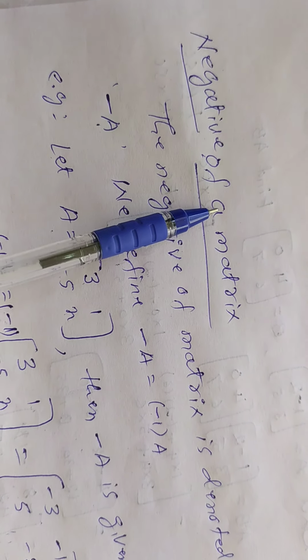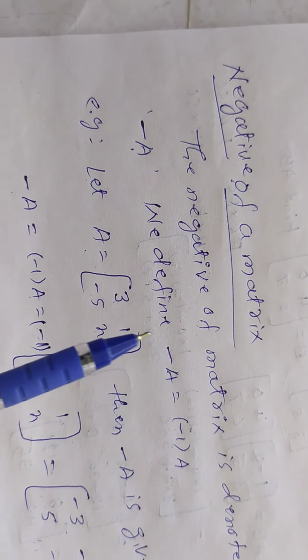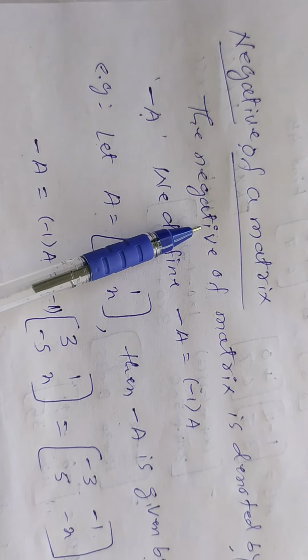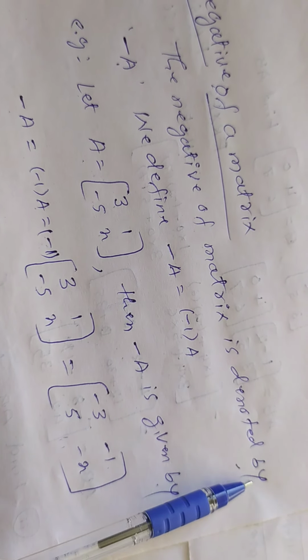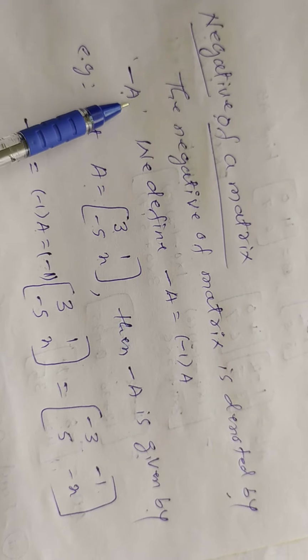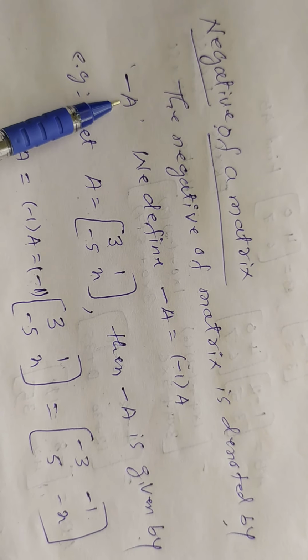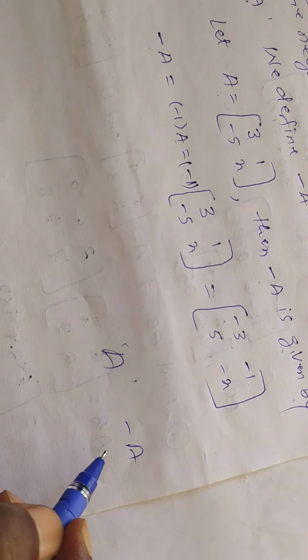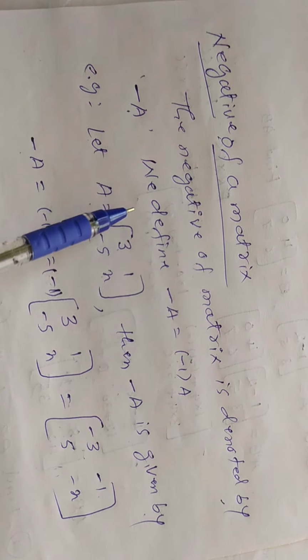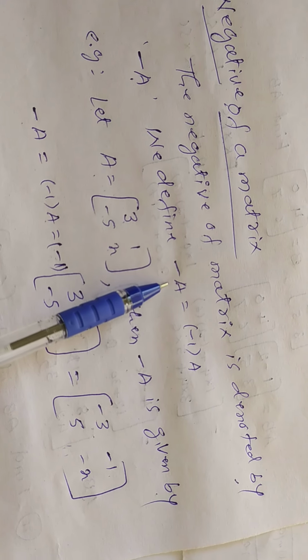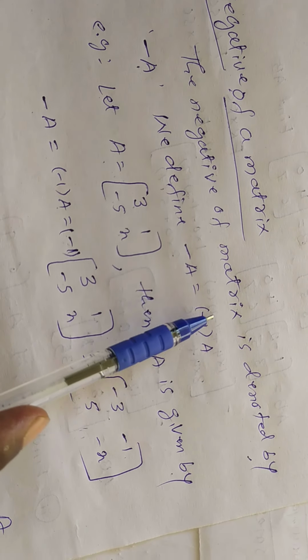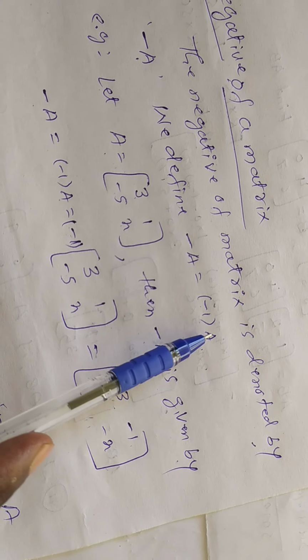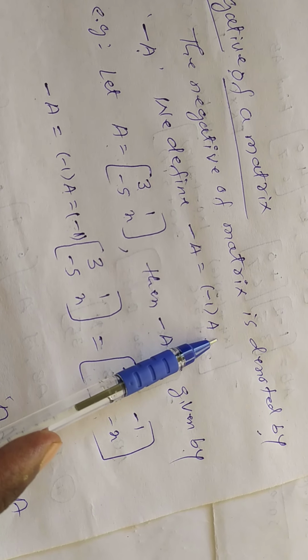Similarly, the last concept is the negative of a matrix. The negative of a matrix is denoted by minus A. If we have a matrix A, its negative is minus A. Simply we write here, we define minus A as minus 1 in the bracket times the matrix A.